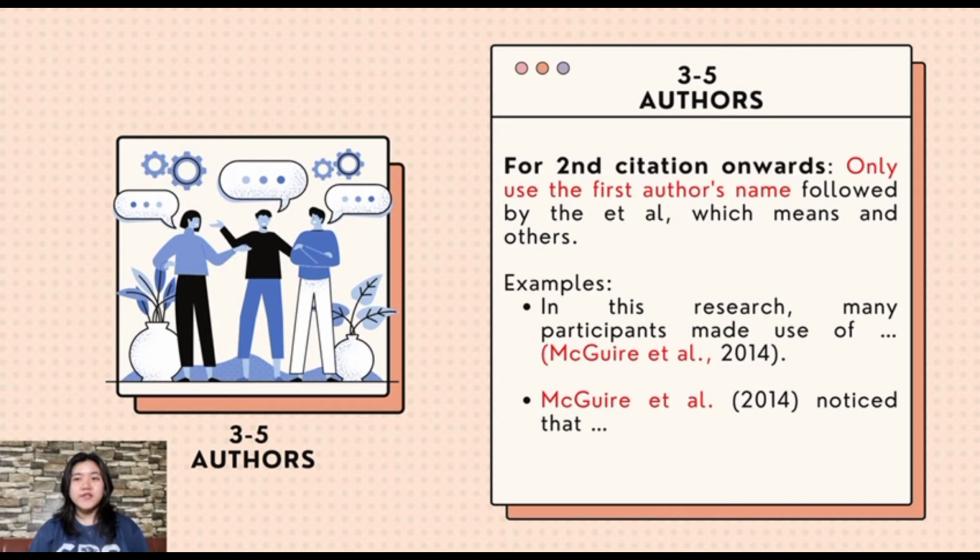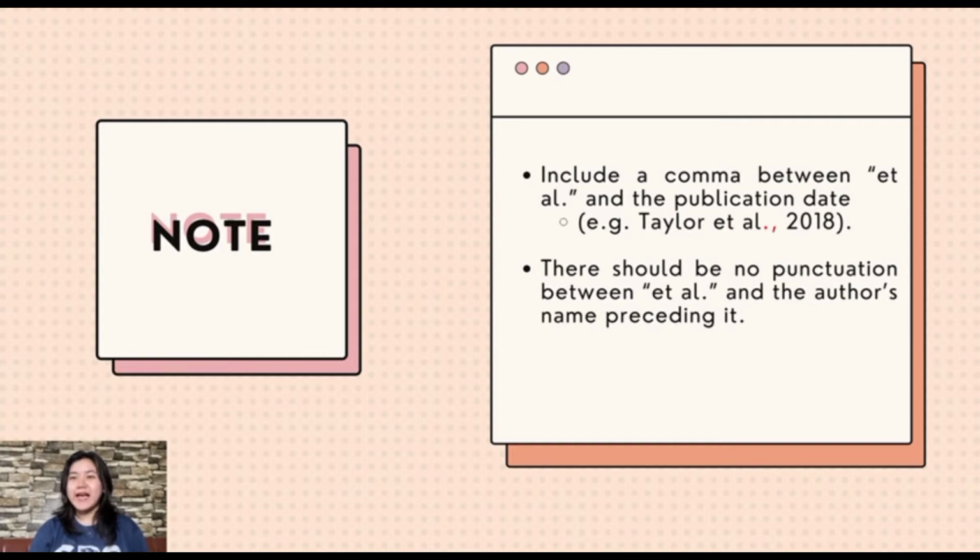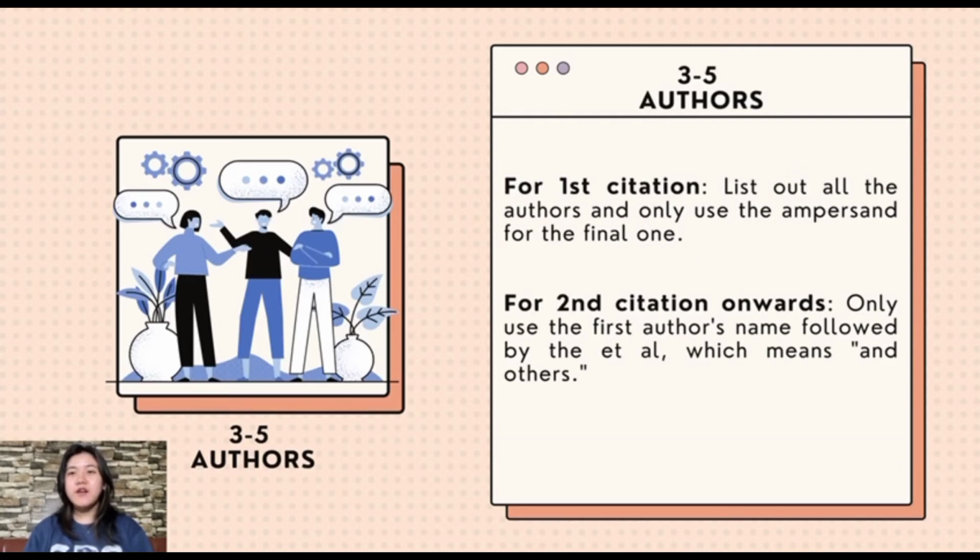For the second citation onwards, only use the first author's name, followed by et al., which means and others. So look at the example presented. We use only the first author's name, then followed by et al. Note that we should include a comma between et al. and the publication date. So for example, Taylor et al., comma 2018. There should be no punctuation between et al. and the author's name preceding it when in the running text. So a quick summary on citing 3 to 5 authors. For the first citation, list out all the authors and only use the ampersand for the final one. For second citation onwards, only use the first author's name, followed by et al., which again means and others.